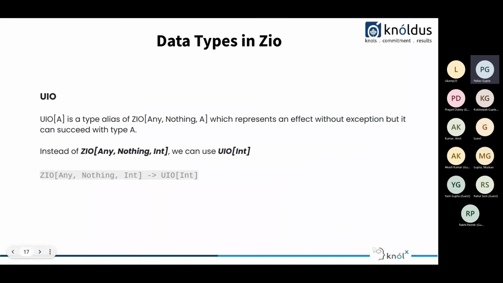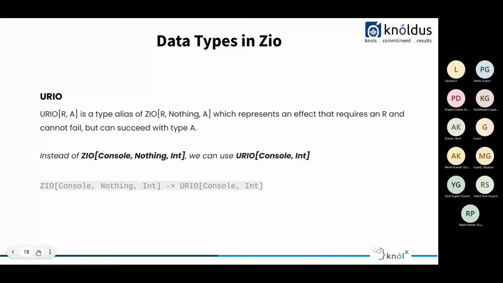Coming to UIO. UIO is a type of ZIO, an effect that does not require any environment, and it cannot fail, and it will only succeed with type A. So you can see over here, instead of ZIO Any Nothing Int, we can use UIO of Int because it does not require any environment, and it is not going to fail. So instead of this, we can use UIO of Integer.